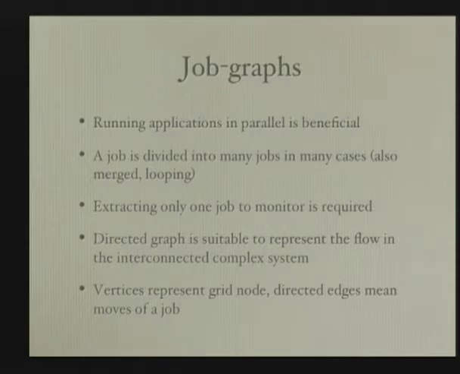Taking full advantage of a grid system means running a job divided across multiple locations. So, as I mentioned before, a job is divided into many sub-jobs, and sometimes jobs are merged and divided, looping many times. So, extracting only one job to monitor is required here. A directed graph is a suitable data structure to represent the flow in an interconnected complex system like a grid.